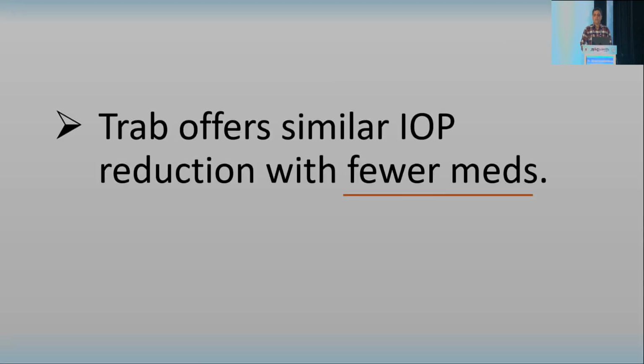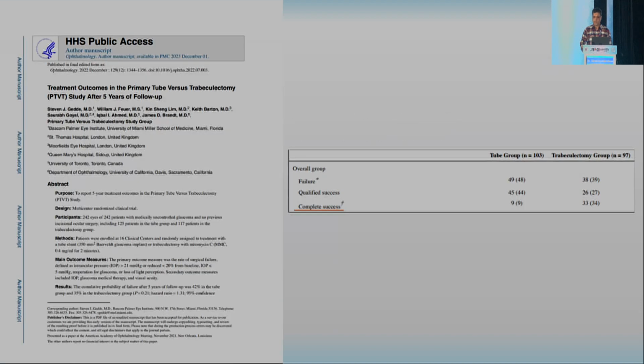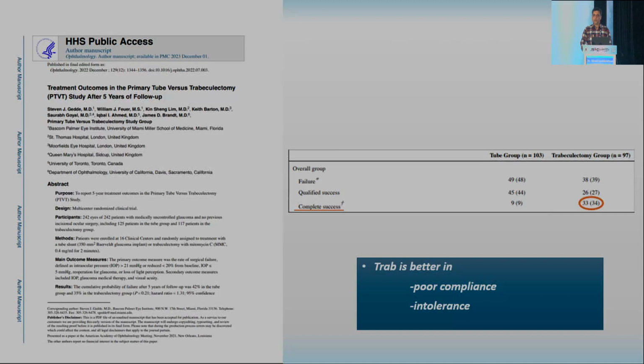From a practical perspective, though the rate of IOP reduction between trabs and tubes were the same at 5 years, trab was able to offer the same results with fewer medications. Therefore, the rate of complete success was actually higher in the trab group. Therefore, this becomes a default choice, especially in patients with poor compliance and intolerance to medications.